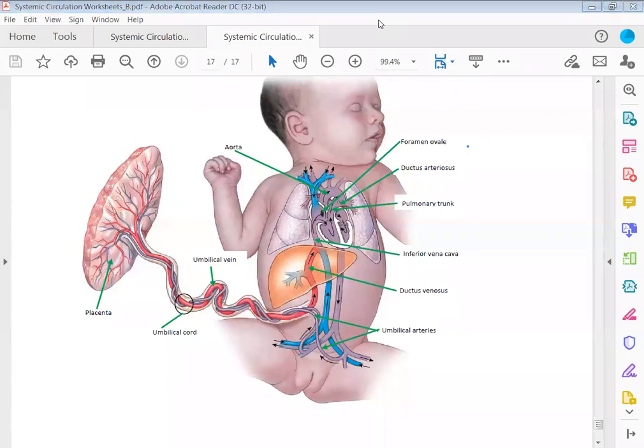Let me grab my little pen here. Okay, so this entire structure here that I'm circling is your placenta. Then this entire structure here that I'm now tracing in hot pink, that entire structure is your umbilical cord. Okay, so placenta is all of this, and this entire cord with the vessels running through it is your umbilical cord.